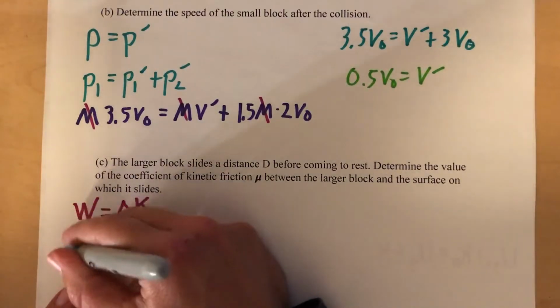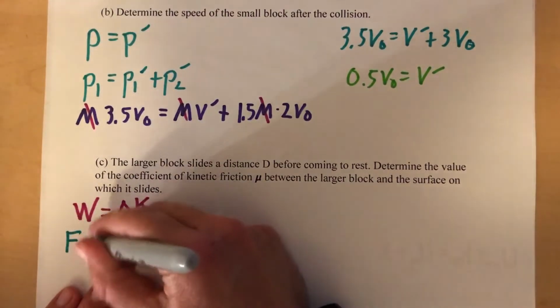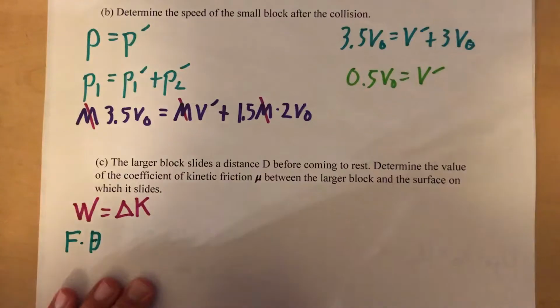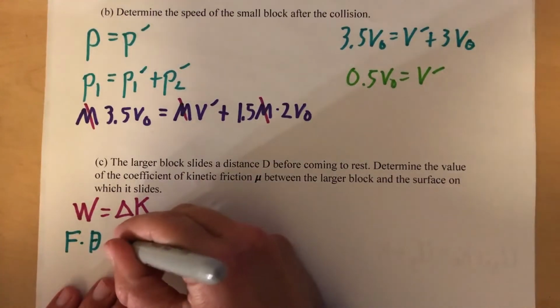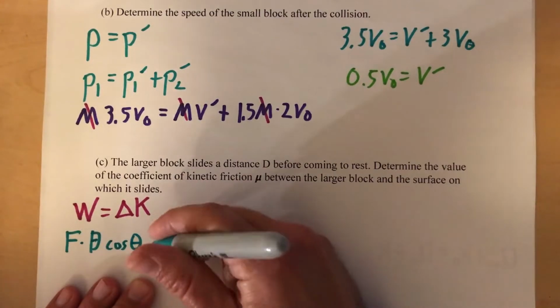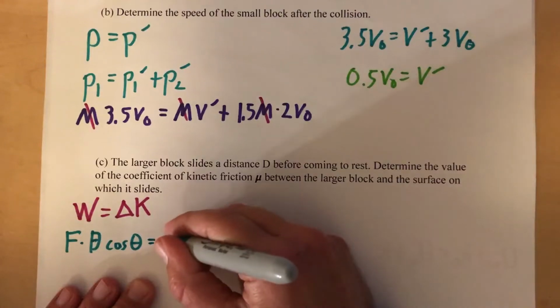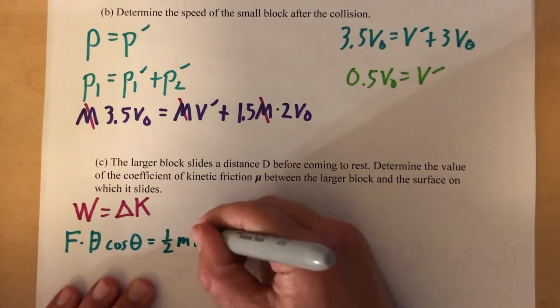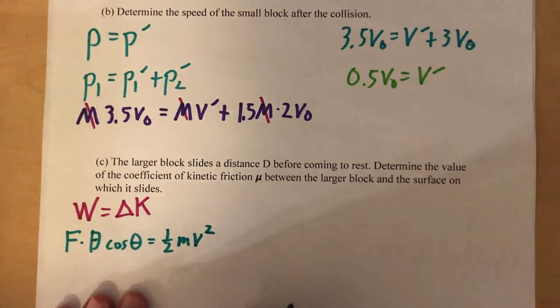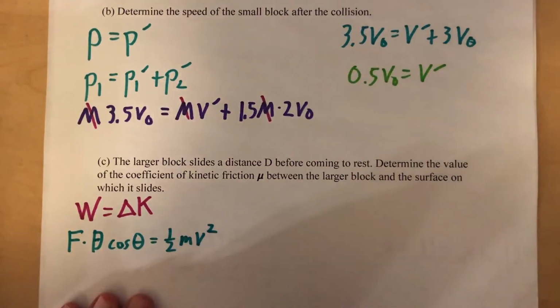So work is going to be force times distance. I'll go ahead and write a big D because that's what they said it is there, times the cosine of the angle between the two. And that will equal 1/2 times mass times velocity squared. I'm keeping it generic for now, so just a general equation.